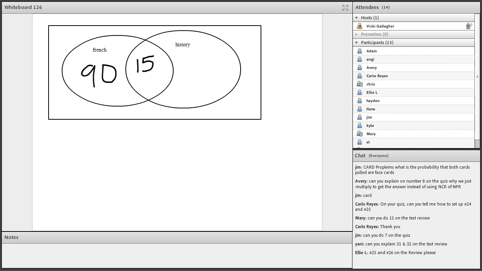And so you want the two numbers together, the 90 and the 15, to equal the 105 that was told to you in the problem. Same thing with history. In the problem, it says that 82 are studying history, but I need to take out the 15 that I already have in my Venn diagram. So I'm actually only going to write 67 here.